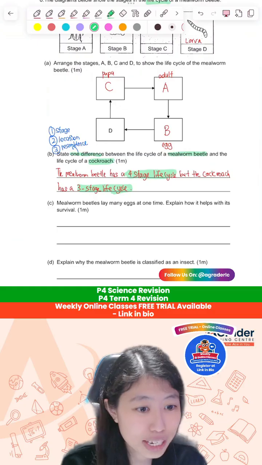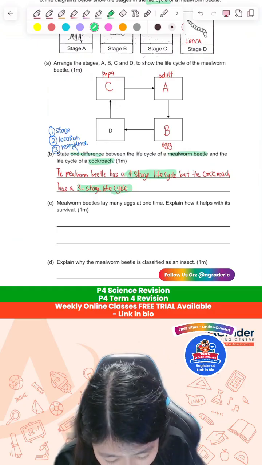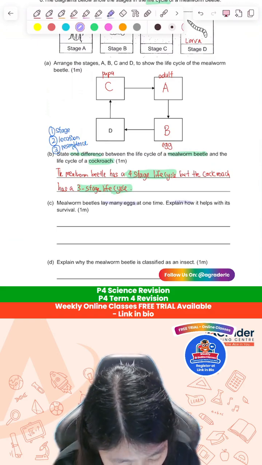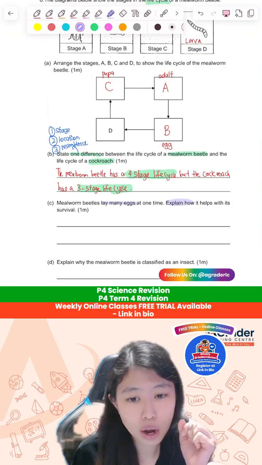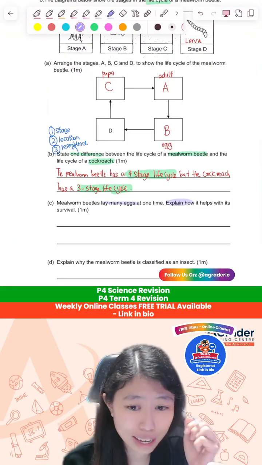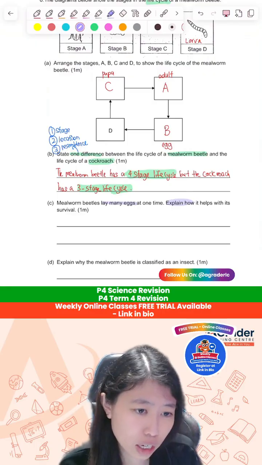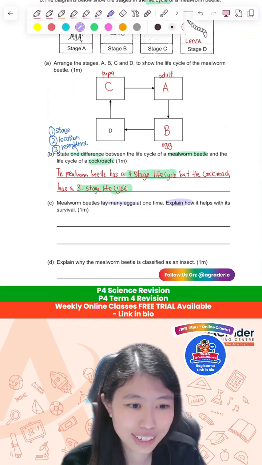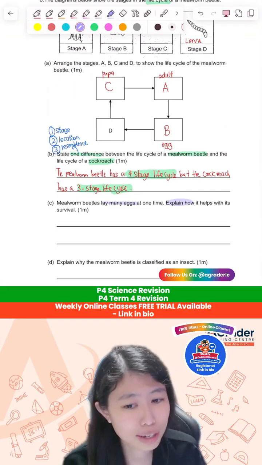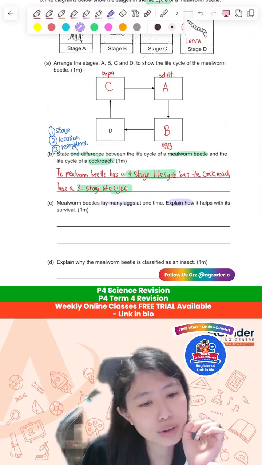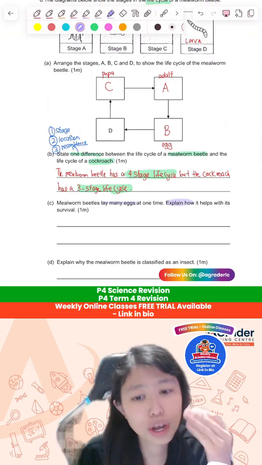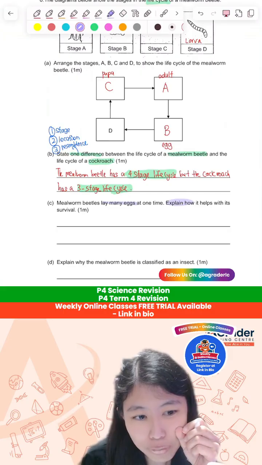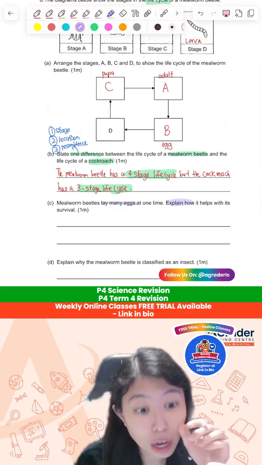So for C, let's look at this one. They said that mealworm beetles lay many eggs at one time. Basically they're just asking you why. Why must they lay many eggs at one time? Why not just one egg? What do you think? If it lays one egg, it can also continue the life cycle. You still have a young. But why must it be many?